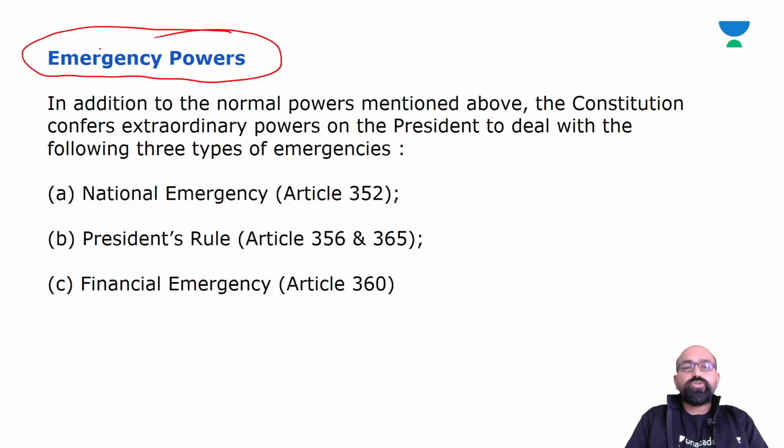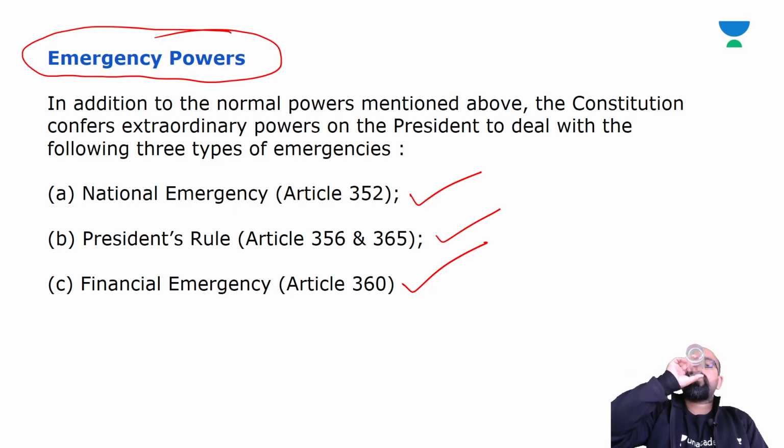In addition to the normal powers, the Constitution confers extraordinary powers on the president to deal with the following three types of emergencies: national emergency mentioned under Article 352, President's Rule under Article 356 and 365, and financial emergency under Article 360. So these are the extraordinary powers of the president.